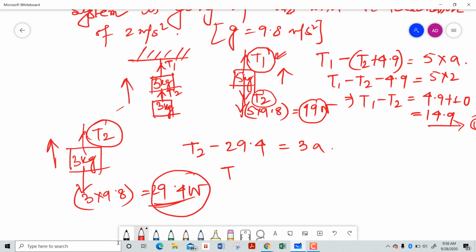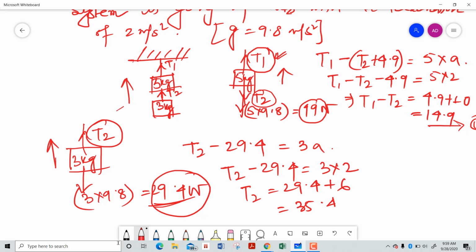So T2 minus 29.4 equals 3 into 2, that is 6. So T2 equals 29.4 plus 6, that is 35.4. So we have got T2 as 35.4, and what will be the value of T1? Let's calculate it. That's very good, Nilim. The answers are correct. So T1 equals 35.4 plus 14.9.